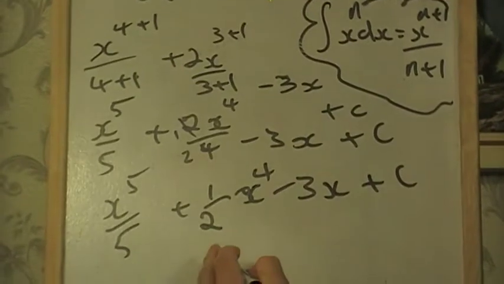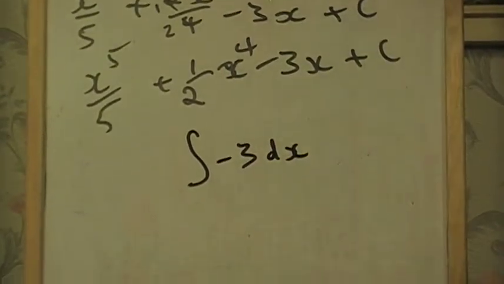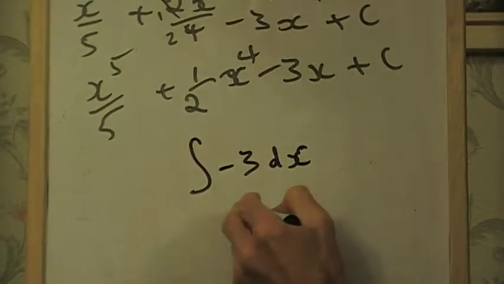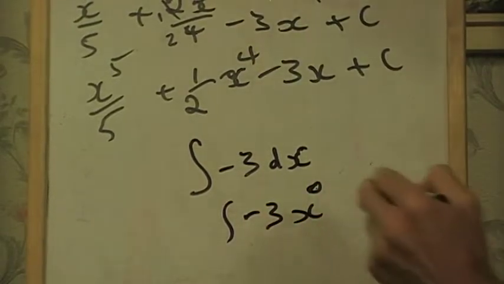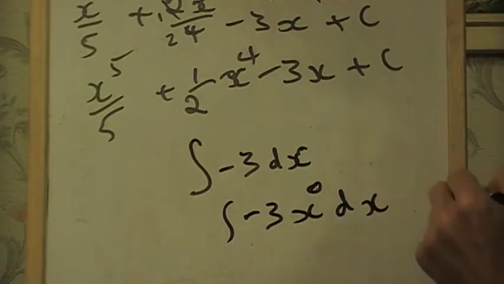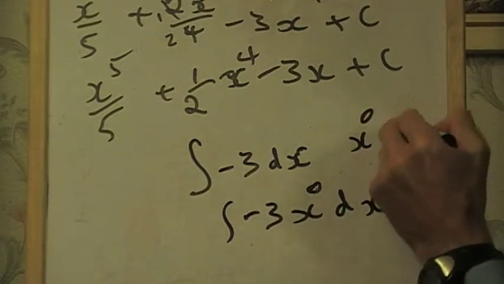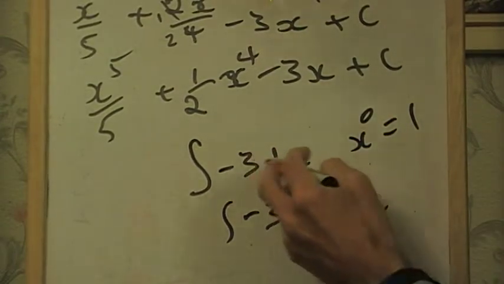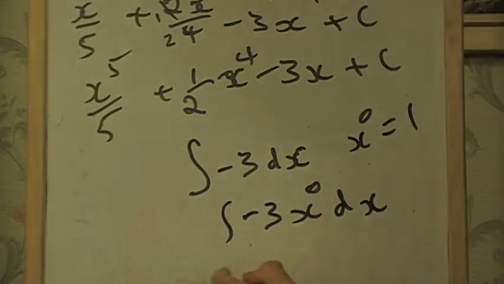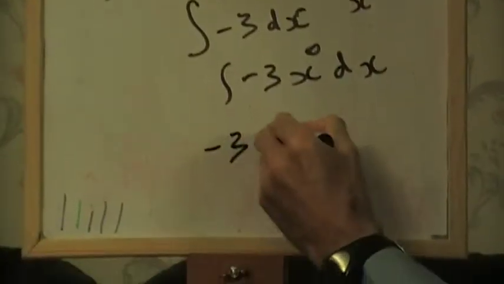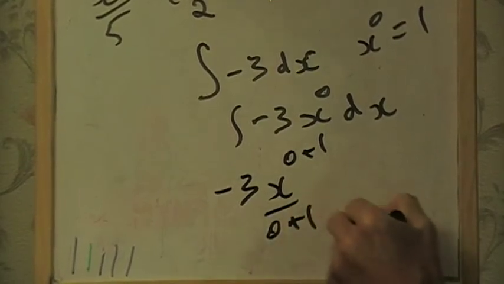If we're going to integrate the minus 3 dx, really what we're doing is integrating minus 3x to the power of 0 dx. You see, we know that x to the 0 is equal to 1. So really that's minus 3 times 1. So I put x to the 0 in there, and then I use my formula, and I get minus 3x to the 0 plus 1 over 0 plus 1.